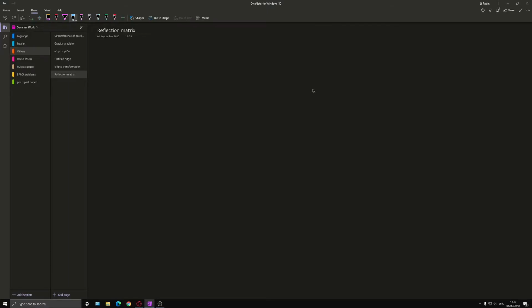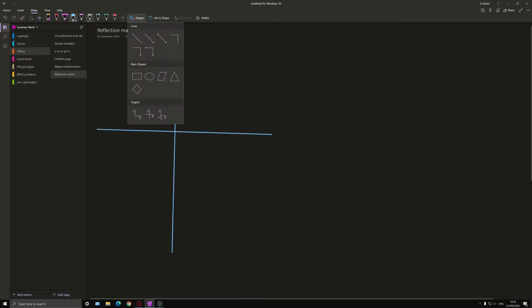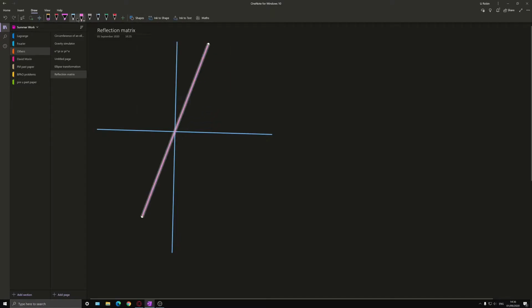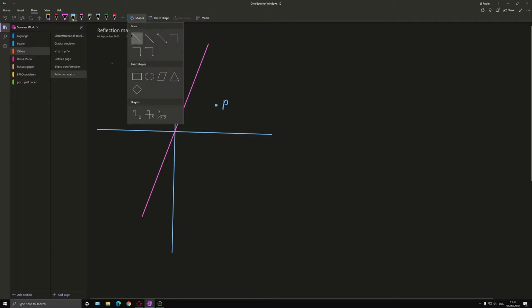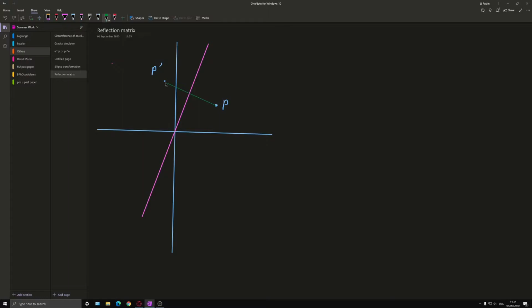This video will show you how to derive the matrix that reflects a vector in a straight line. First, let's draw the problem. We want to reflect the point P in the line y equals mx.